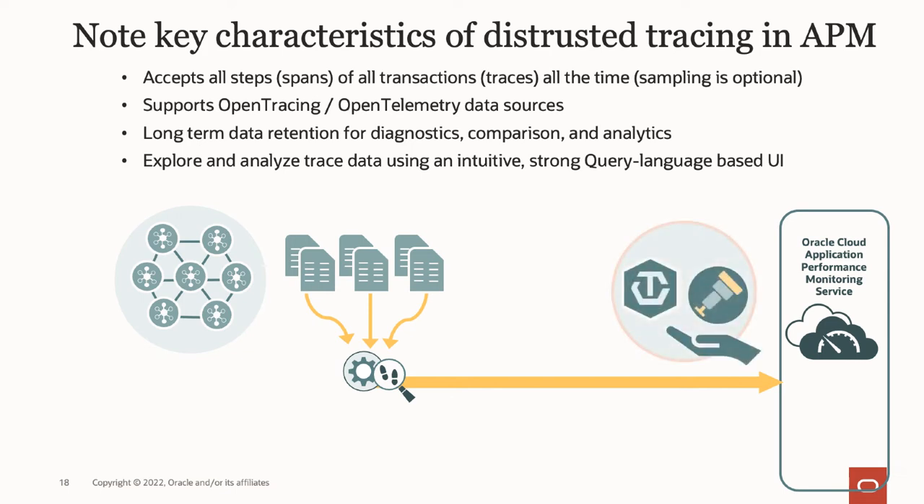APM supports open tracing, which is a vendor-neutral standard for instrumenting distributed applications. It also supports open telemetry, which is a newer standard to support hundreds of types of applications and languages.